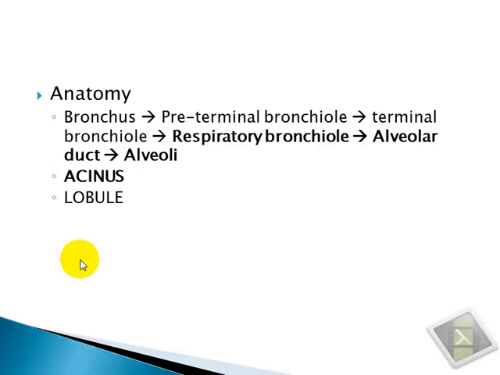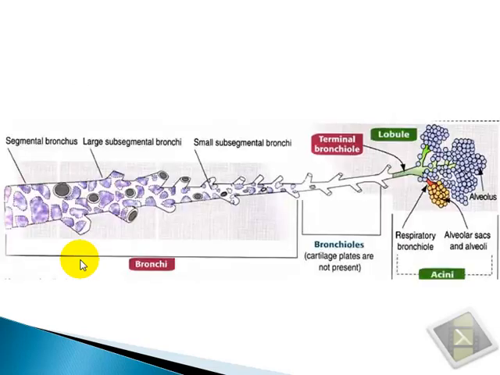As we all know, it starts with the bronchus, and the bronchus divides into a pre-terminal bronchiole, which further divides into a terminal bronchiole, which then further divides into a respiratory bronchiole. Then they can finally divide into alveolar duct and into the alveoli. This is how it actually looks.